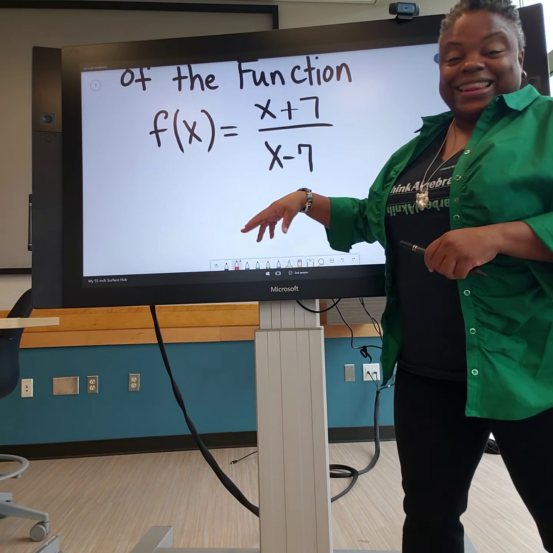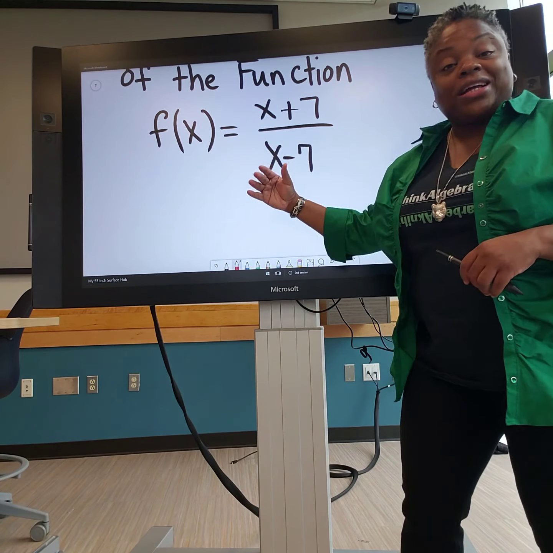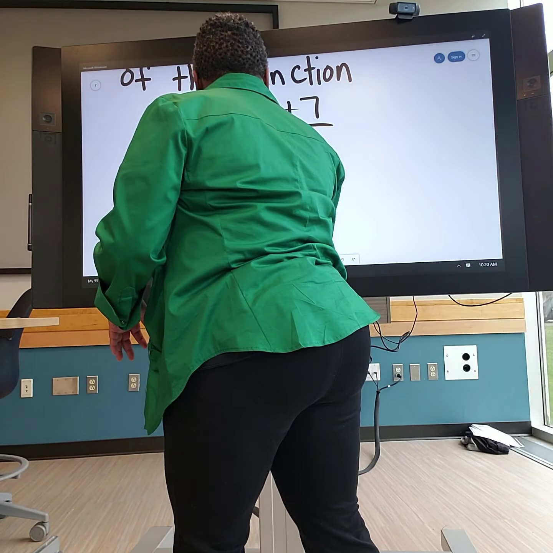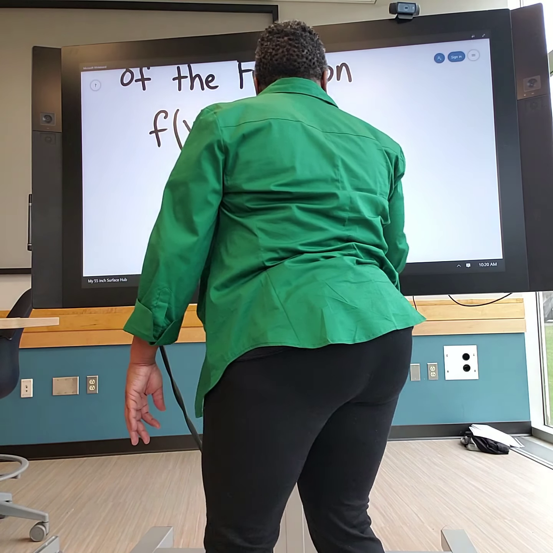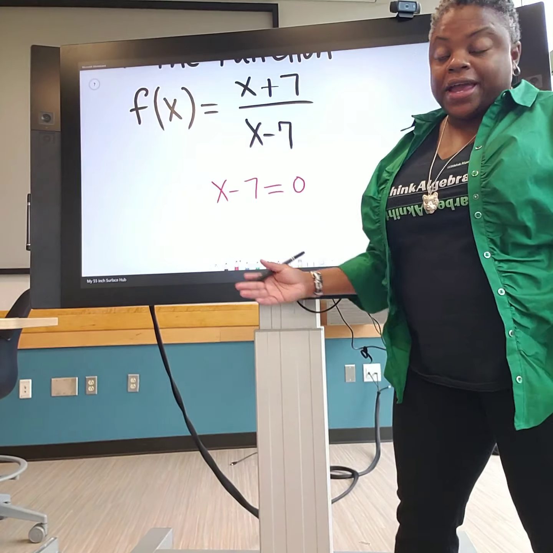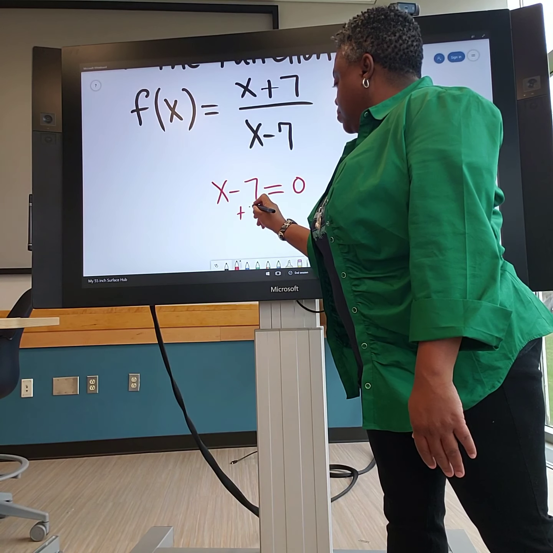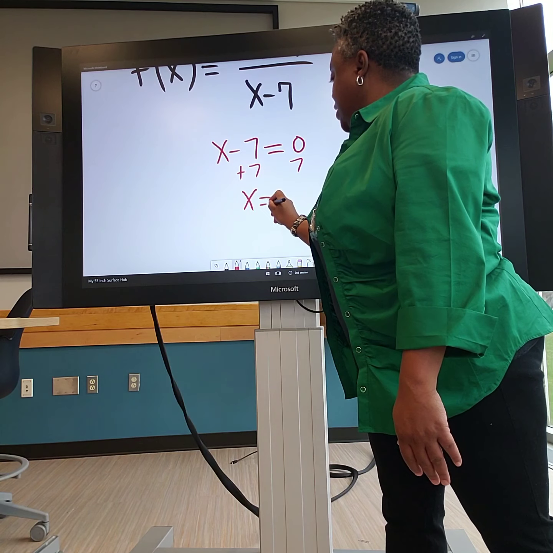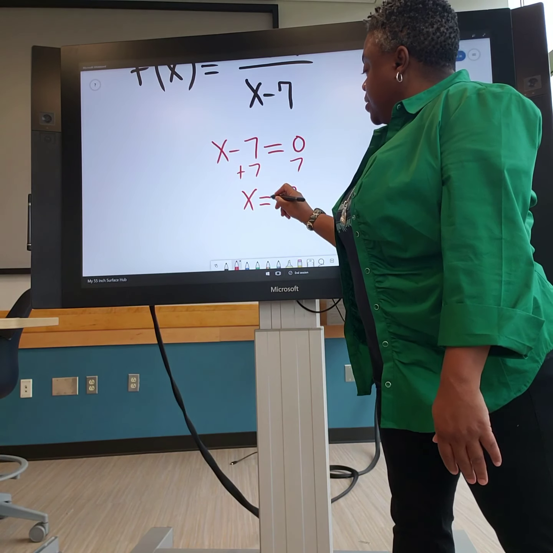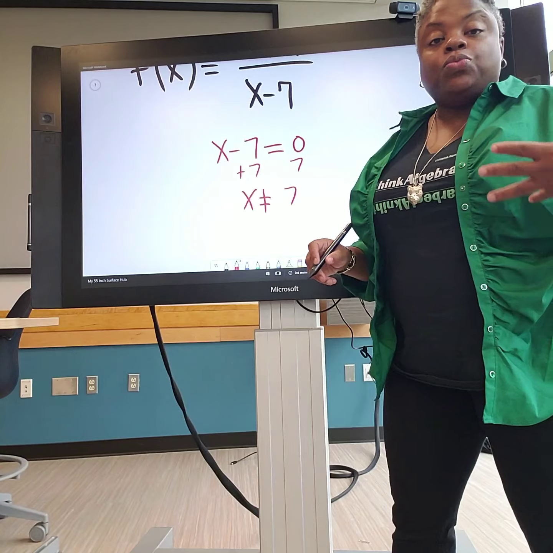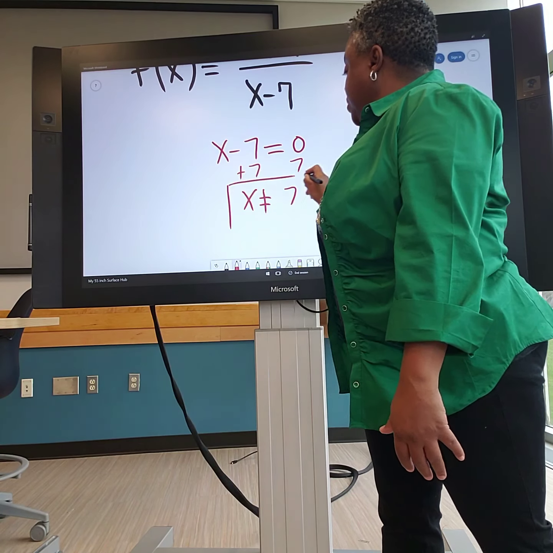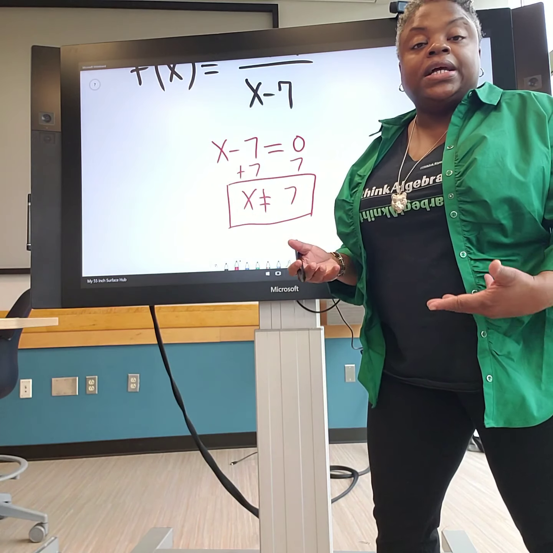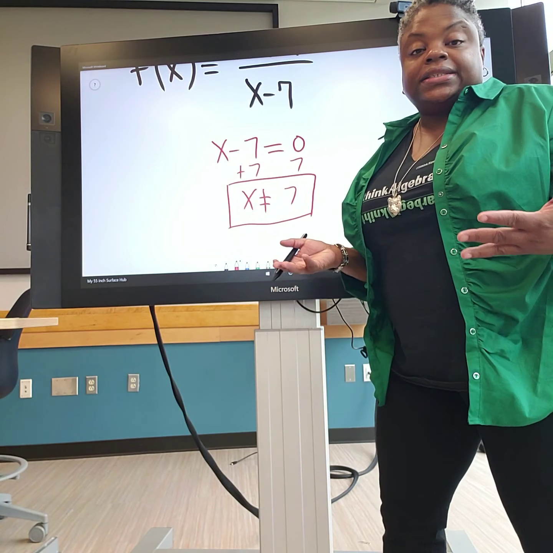So I want to set the denominator to 0 because it's a fraction, so set only your denominator to 0. Solve for x. So x is equal to 7. So your domain would be all real numbers except 7. So you can write it all real numbers except 7, all reals except 7.